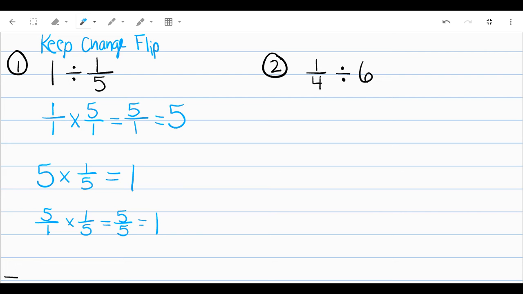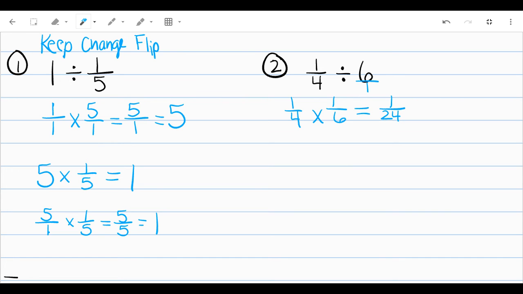All right, so we have 1/4 divided by 6. So I'm going to keep my 1/4. I'm going to change my division to multiplication. Now our 6. To make 6 a fraction, we originally put it over 1. Now to flip that, I'm going to have 1 over 6, or 1/6. Now I can multiply straight across. 1 times 1 is 1, and 4 times 6 is 24. And that's in simplest form, 1/24.